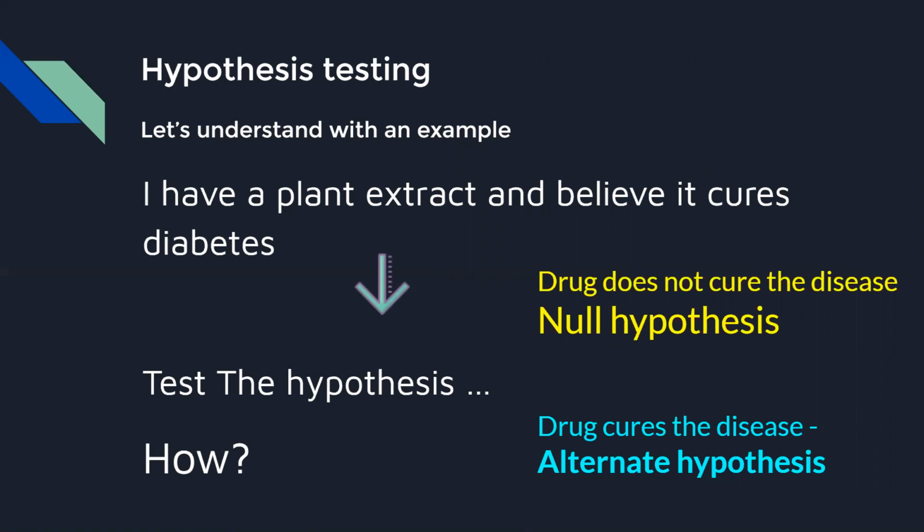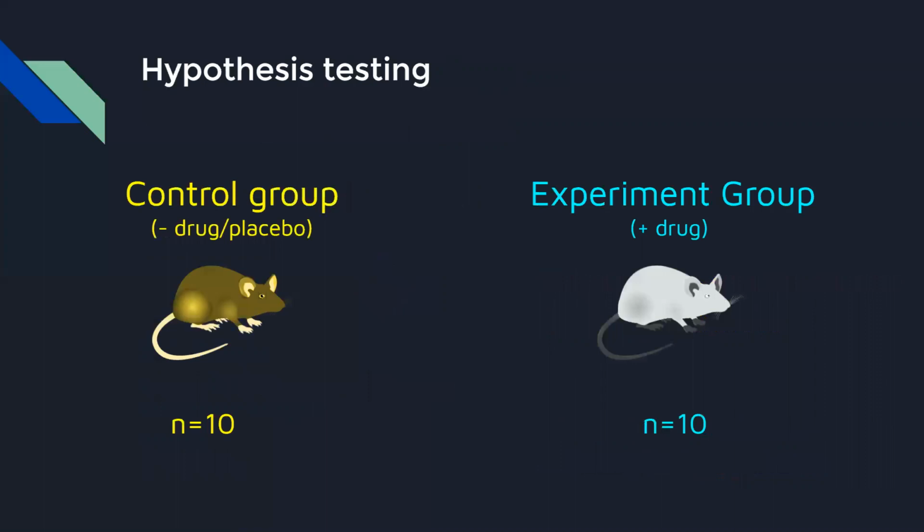So we take one example here: we have a plant extract and we expect that it can cure diabetes. So our expectation is our alternate hypothesis, and against our expectation is the null hypothesis. But the question is how we will test this hypothesis. So that is by experimentation.